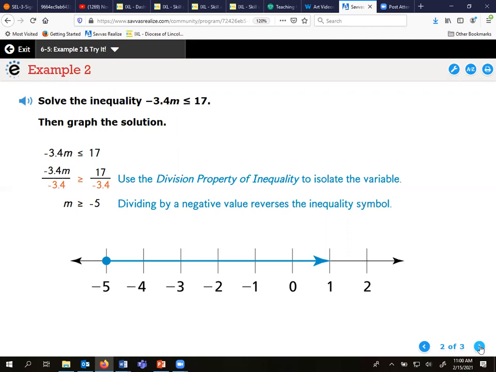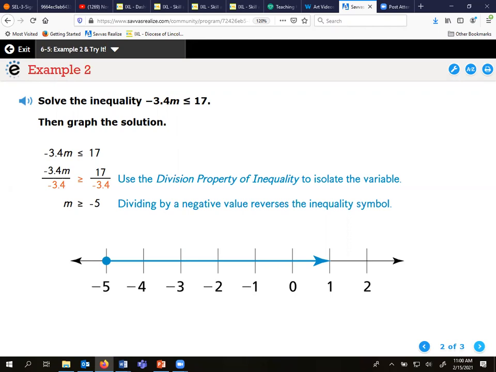And that's the big trick there. You solve it like normal, but you've got to flip the inequality sign. And that only happens when you're dividing by a negative number. 90% of the time, you're probably going to have a positive number and it stays the same. But once that's negative, you do have to change the inequality sign.